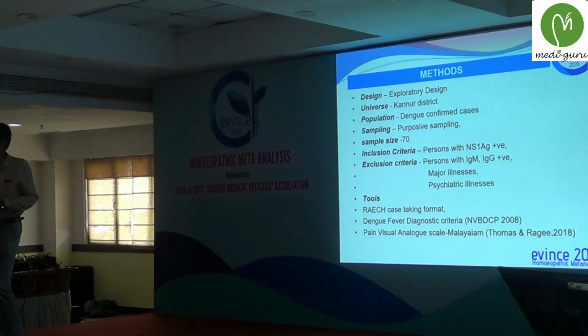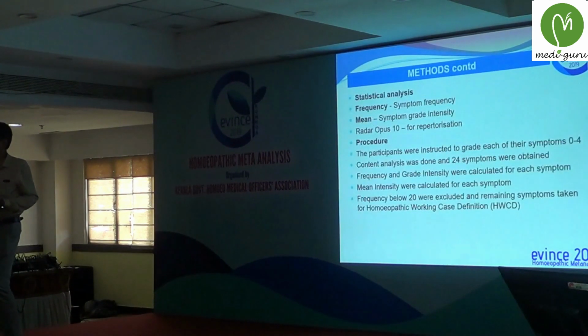Design: exploratory design. Universe: control district. Population: dengue confirmed cases. Sampling is purposive sampling, sample size was 70. Inclusion criteria: persons with NS1-Ag positive. Exclusion criteria: persons with IgM, IgG positive, major illnesses, psychiatric illnesses. Tools: REACH case-taking format. REACH is the Rapid Action Epidemic Control Cell in Homeopathy under the Government of Kerala. Dengue fever diagnostic criteria, pain visual analog scale in Malayalam. Statistical analysis was done using frequency and mean, symptom frequency and symptom grade intensity. Radar Opus 10 was used for repertorization.